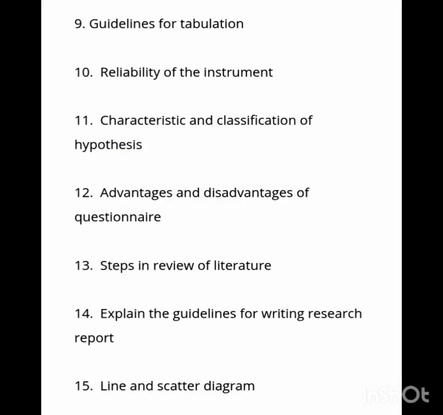And next, the ninth question, guidelines for tabulation. What is tabulation? Tabulation is the process of organizing data into tables or a list to make it easier to analyze. It is nothing but organizing the data into tables. Here they asked about guidelines for tabulation, so here we have some guidelines for tabulation.